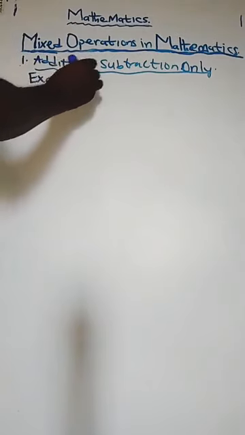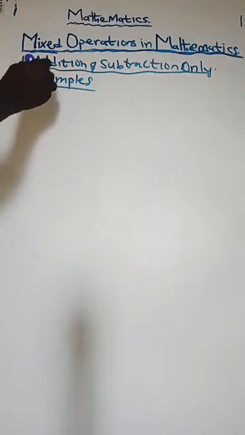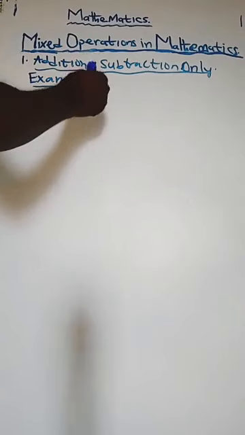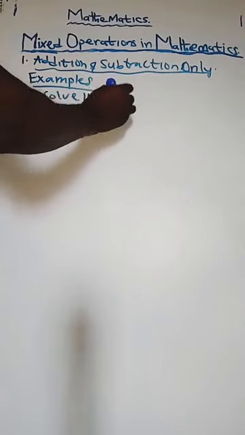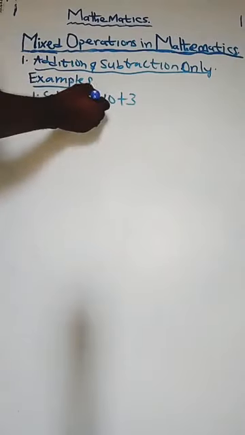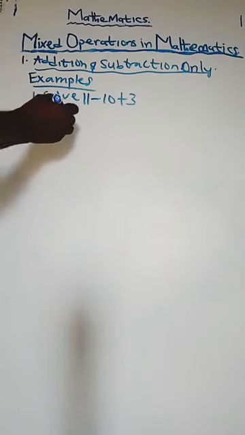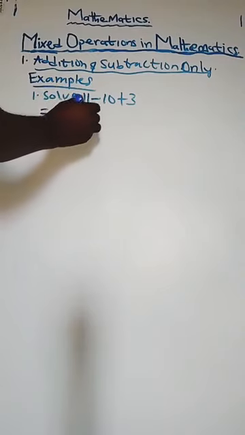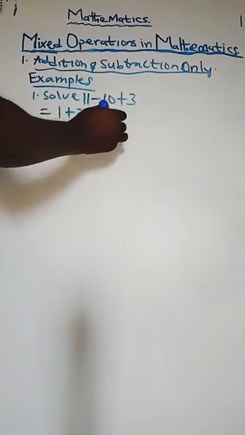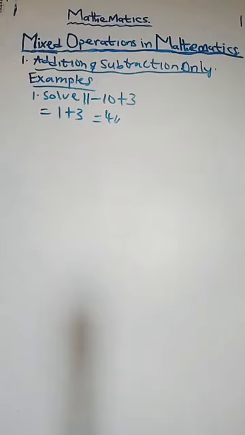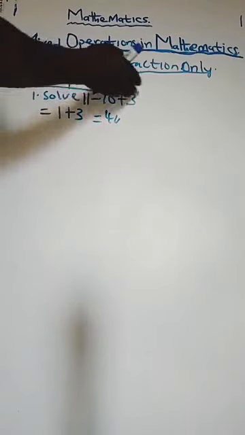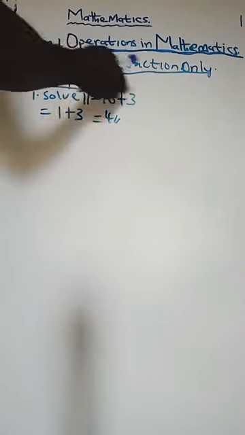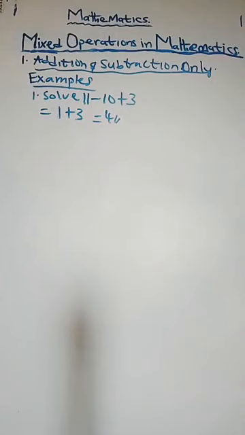Examples. 1. Let's say you have a question that says solve 11 minus 10 plus 3. You can see in this question we already have subtraction and addition. So what do you do? You first of all do 11 minus 10. That is 1 plus 3. So the answer for this one is 4. So you solve from left to right. Why do you have to do that? It is because in this question, the addition and subtraction have equal strength. Strength determines the order of operation in mathematics.